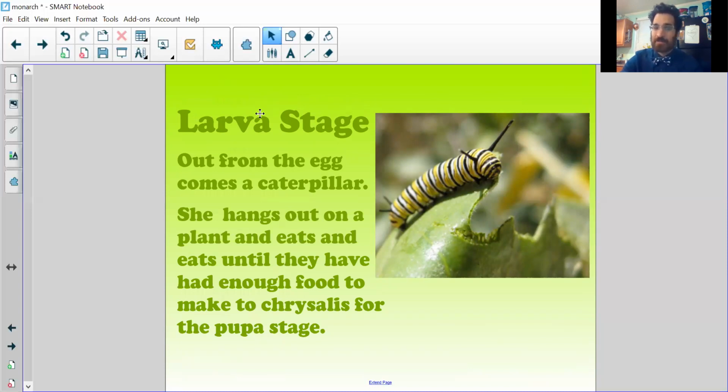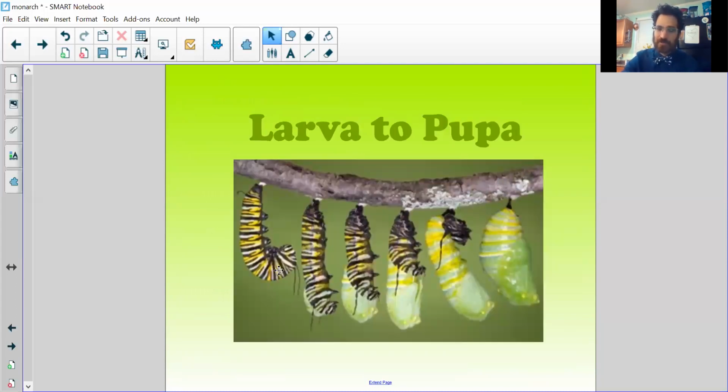She hangs around on a plant, the same plant she was an egg on. She eats and eats and eats until she has enough nutrients to make a chrysalis for the pupa stage. So what is that? Let's check it out. So this is how it looks over time.